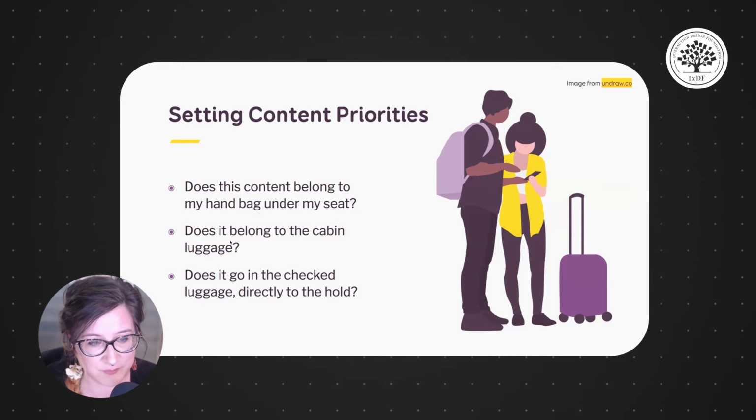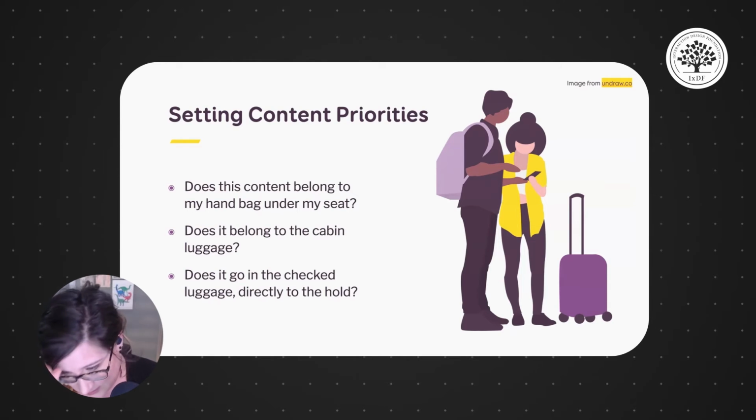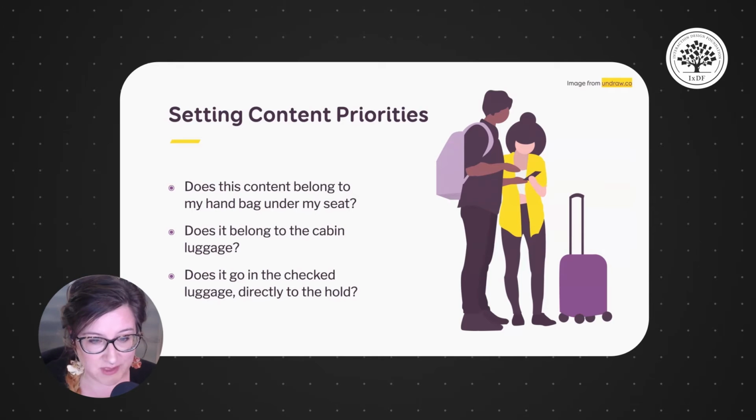Then we have cabin luggage. Cabin luggage is close to you, but you cannot use it during the whole flight. If it's a long flight, there are moments, if there's turbulence, for instance, or when you take off or when you land, when you cannot use this. So this would be interesting secondary content that is useful, but is still less important than top priority.